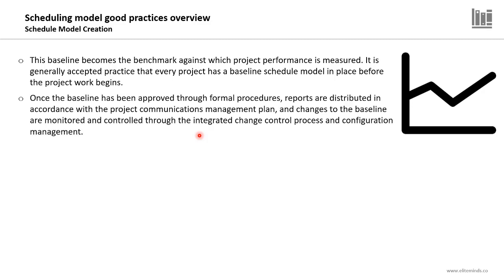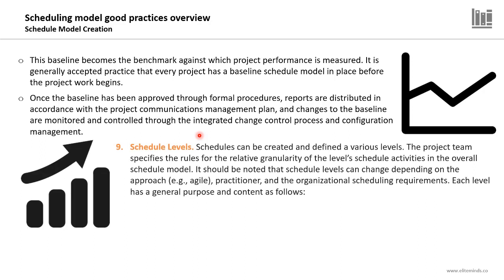Once the baseline has been approved through formal procedures, reports are distributed in accordance with the project communications management plan, and changes to the baseline are monitored and controlled through the integrated change control process and through configuration management. The last step is determining the schedule levels, and we have 5 important schedule levels which I want you to be aware of.